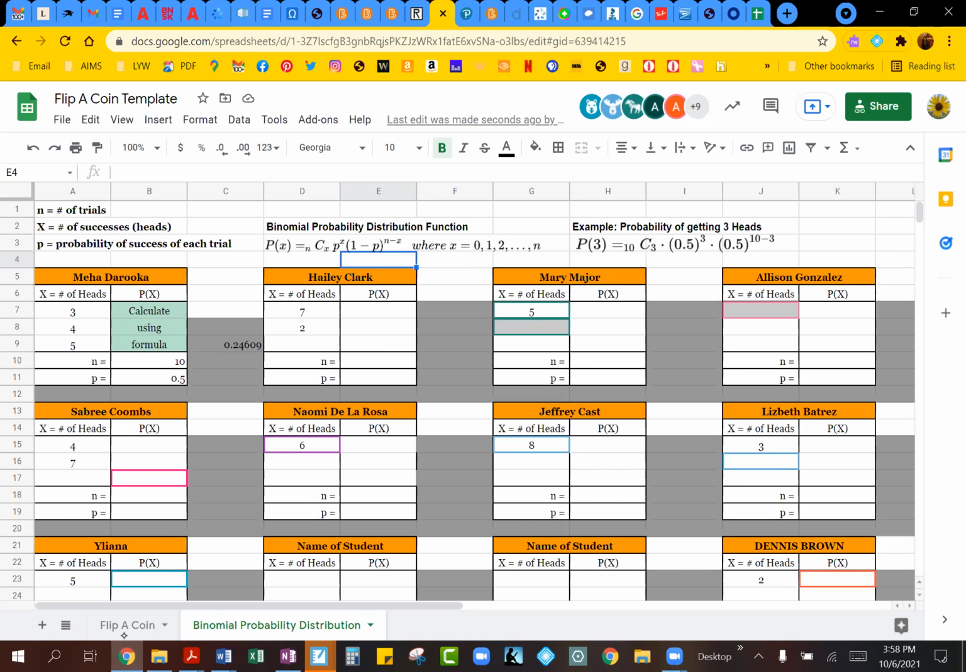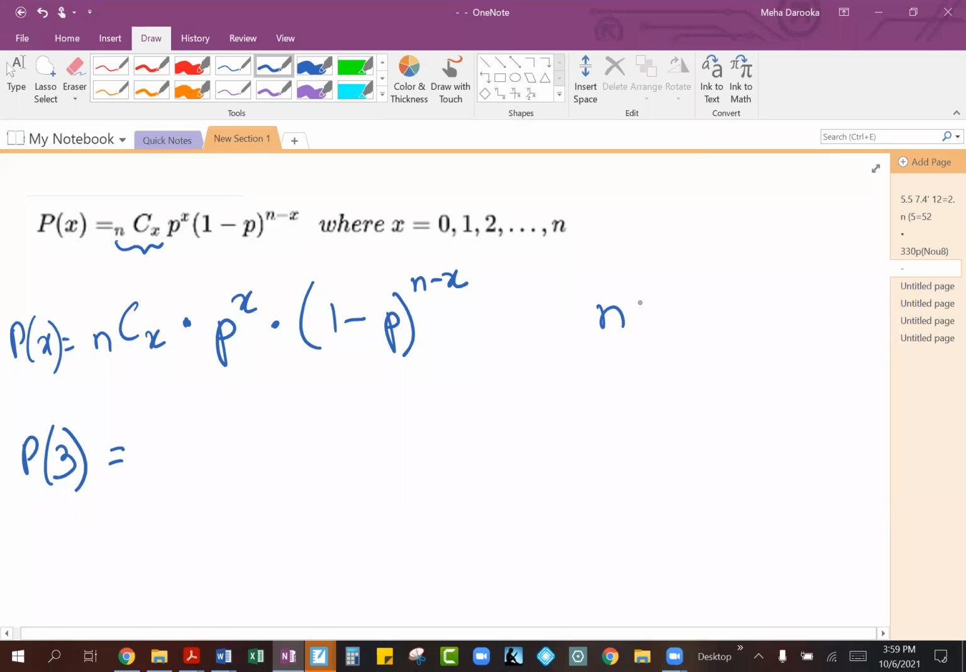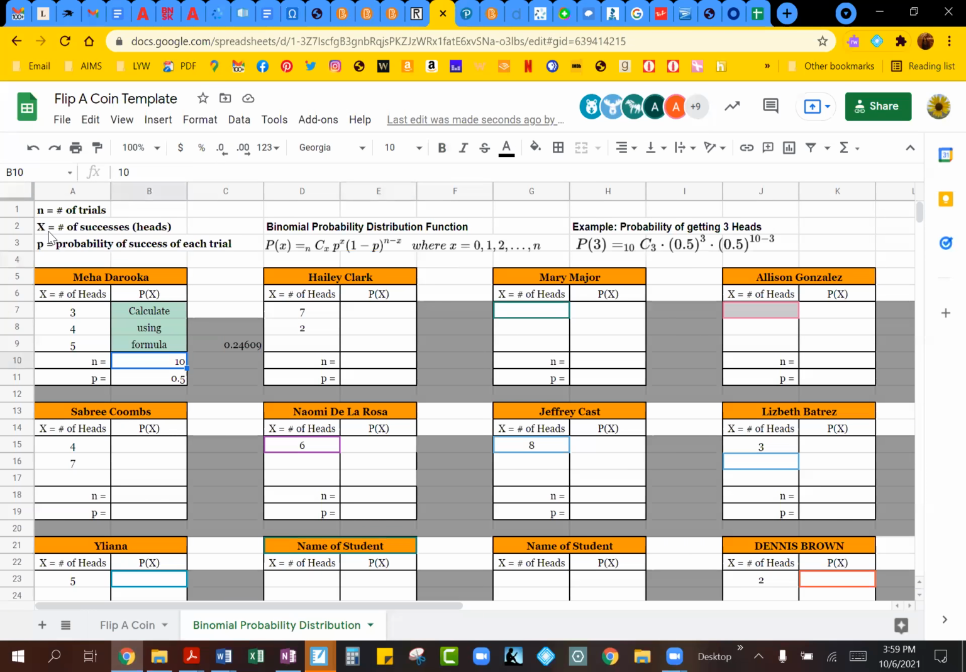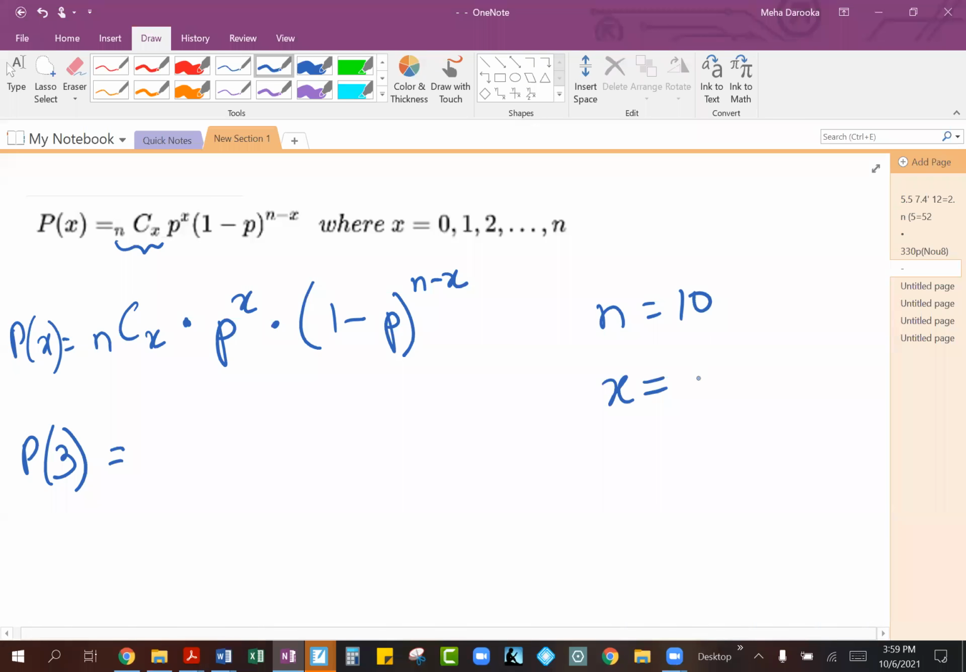So we are doing this experiment with 10 trials. Each time you are flipping your coin 10 times. You can see I'm telling you here at the very top on this sheet that n represents the number of trials. So you can see right over here, I've got n as 10 trials, and that's what you did. You flipped your coin 10 times. So the n value for everyone is going to be 10. Then your x is going to be the number of successes. So how many heads did you get? Your x represents the number of heads. So in this case, out of 10 trials, we got 3 heads.